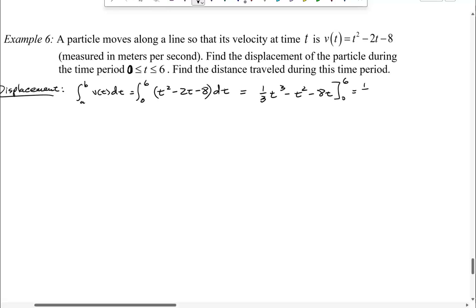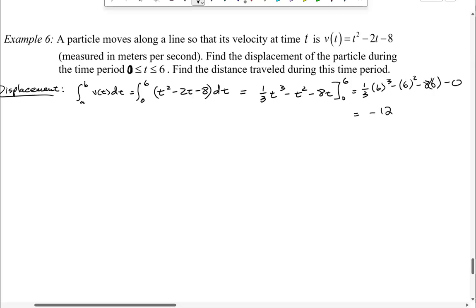And then we're going to get 1/3 times 6 to the third minus 6 squared minus 8 times 6, minus plugging in 0, which gives us 0. And the calculation that I get from this is negative 12.